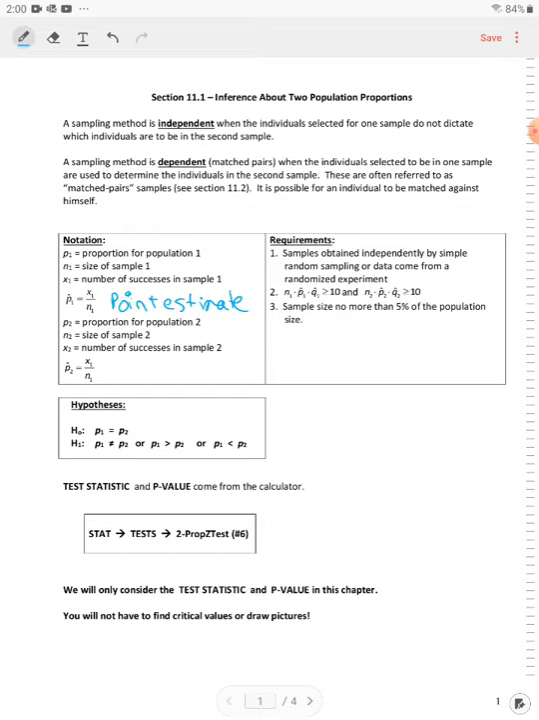Notice that we are only going to be concerned about the test statistic and about the p-value. So that's how we're going to make our decisions, on our p-value.